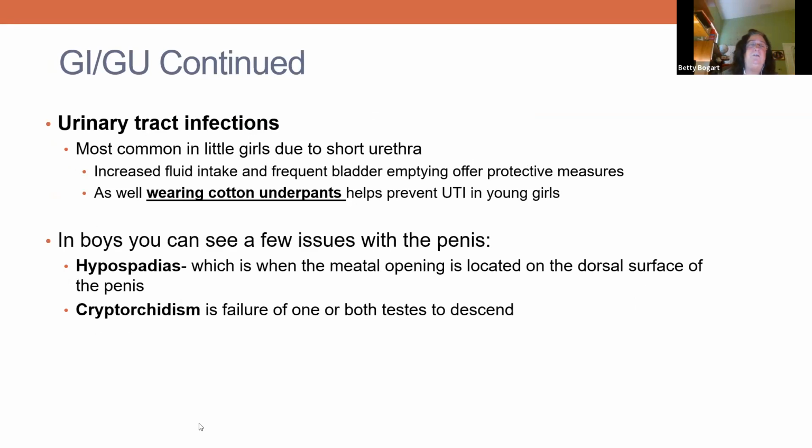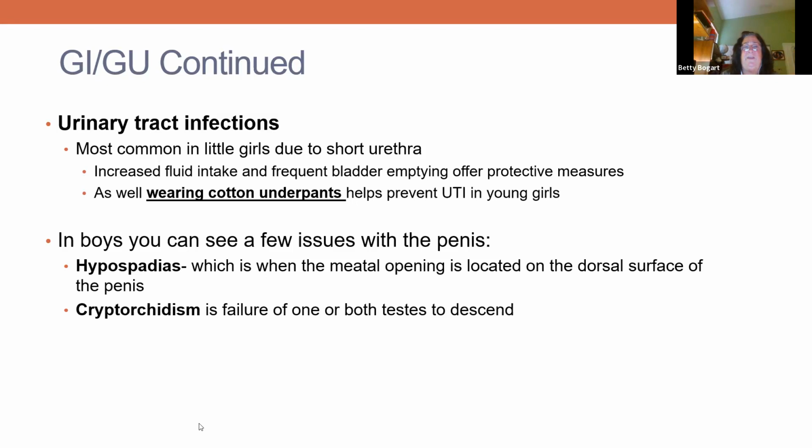Now, GU, most common thing that happens to little girls is urinary tract infections. They wear those cute little tights. It makes it all hot there. They don't wipe front to back. They don't drink enough fluids. And they hold their urine. So with little girls, number one, we need to increase the fluids so they urinate more, and have them wear cotton underwear and not tights that keep it all hot and moist in there.